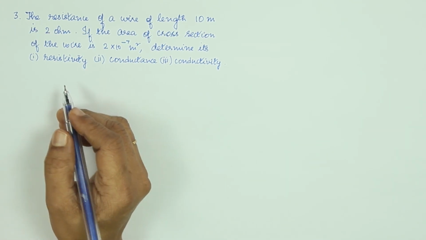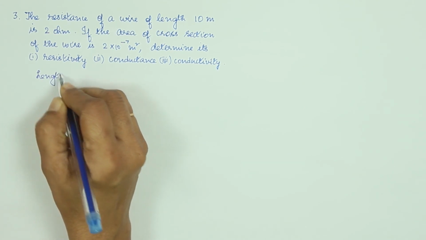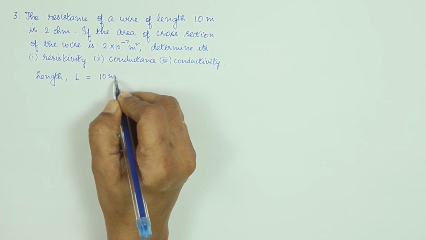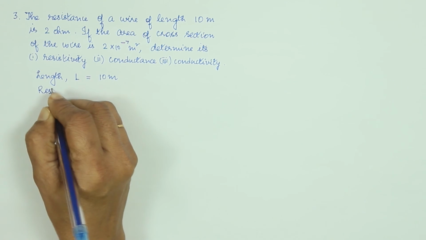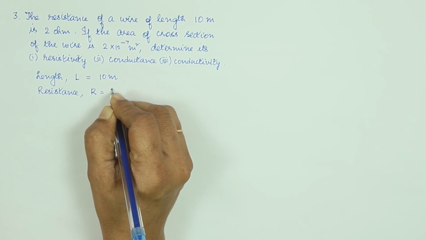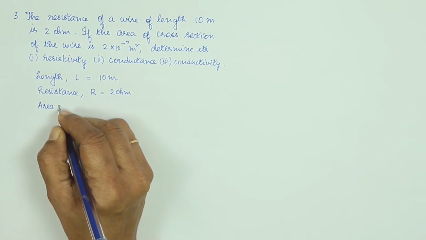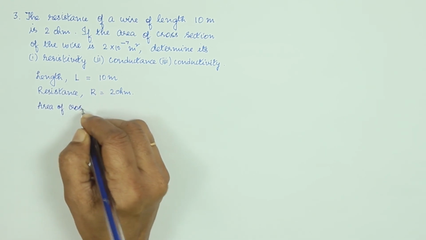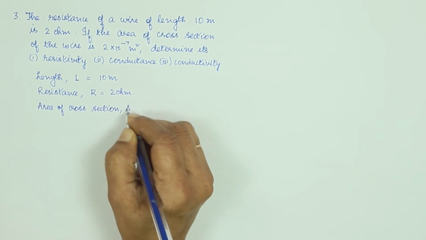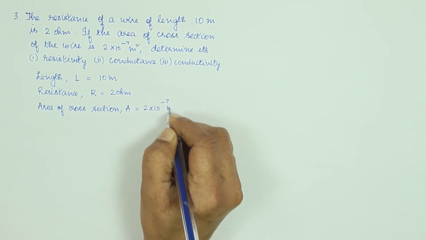So first, let us write the quantities given. Length of the wire, represented by capital L, is equal to 10 meter. The resistance is given by R, so resistance R is equal to 2 ohm. Area of cross section is given by capital A, which is equal to 2 into 10 power minus 7 meter square.